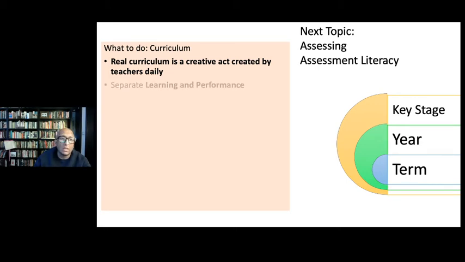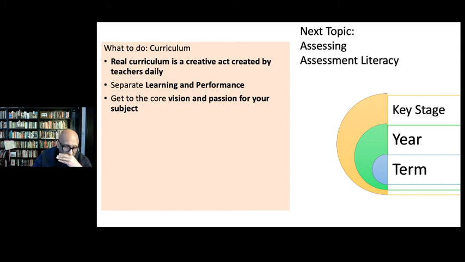And what we need to start doing is separating learning, genuine learning, from exam performance, and to think about those things. They interact, of course, but prioritize the learning over the performance. To do that, get that core vision as individuals, as departments, of that vision and passion of what we're doing in our subject, and articulate that all the time.